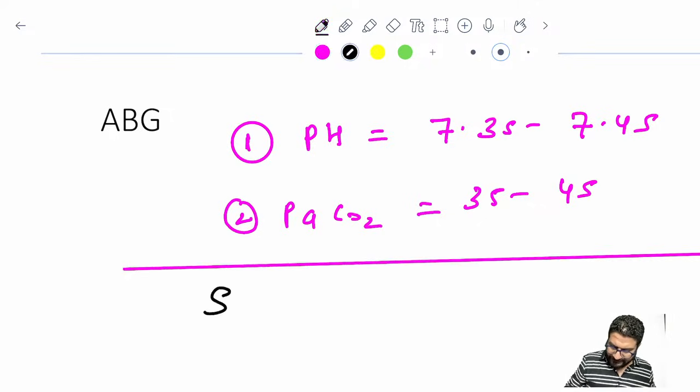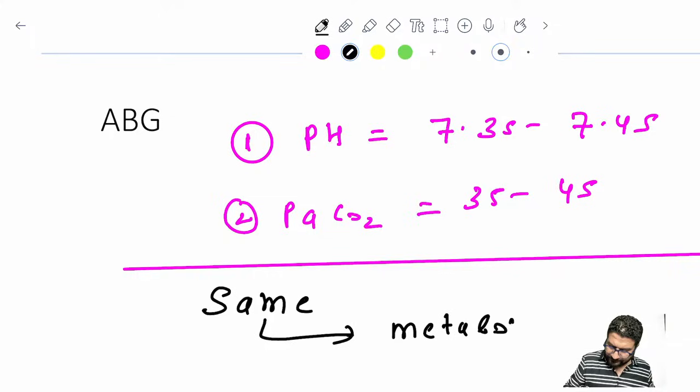If they move in same direction, so same में M में, then disorder is metabolic. If they move in reverse direction, R for reverse, then disorder is respiratory.